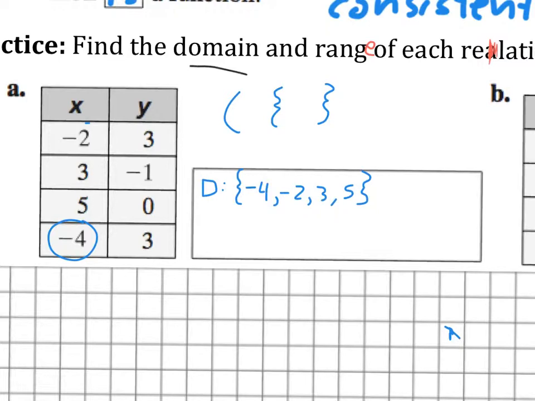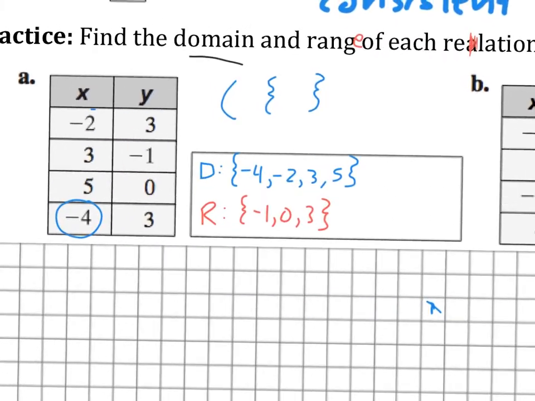What about my range? Please. So the range, again, I'm just going to say R for range. I have my little squiggle bracket. My lowest is -1, then I go up. And notice I don't have to repeat the 3 because it is repeated, so I don't have to write it twice.